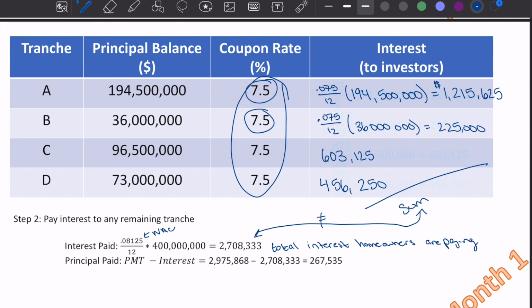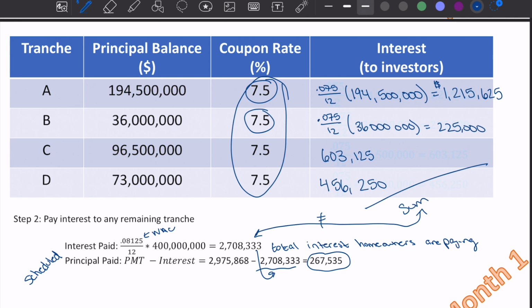Now, last up, we also want to make sure we get our scheduled principal payment. Let me label this one scheduled. The way we get the scheduled principal payment is we take our payment, which came from the previous slide, and we subtract off the interest that homeowners are paying. So we end up with a scheduled principal payment of $267,535.